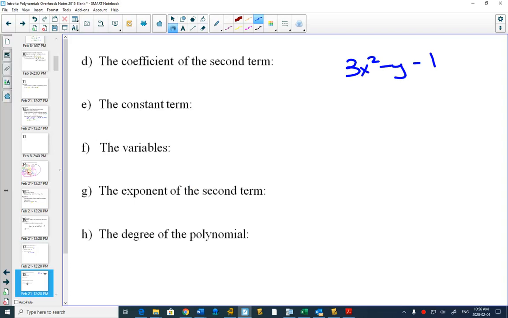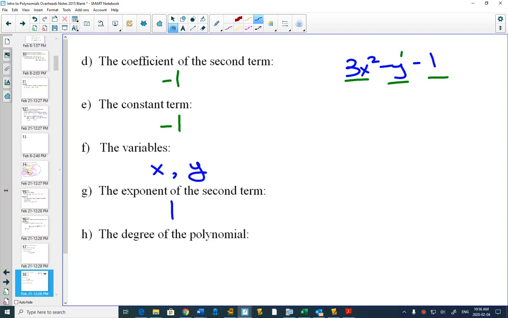What is the coefficient of the second term? This is a hard one. If it's not written in front, it is a minus 1. Okay. Which is the constant term? That's your one without a variable. We also keep the negative sign with it, so we would say minus 1. What are the variables? X and y. What is the exponent of the second term? It's a 1, right? Because when it's not written there, there would still be a 1.